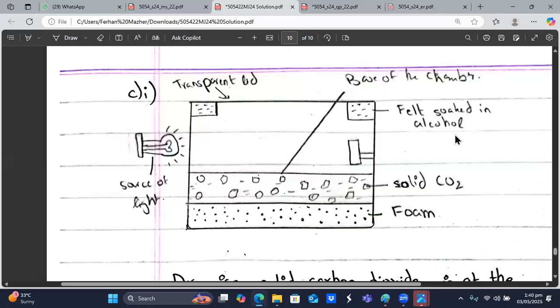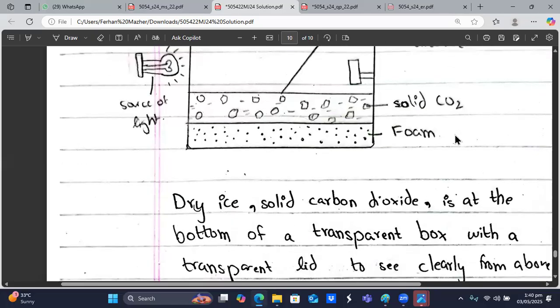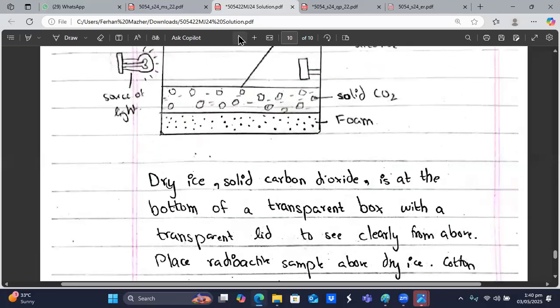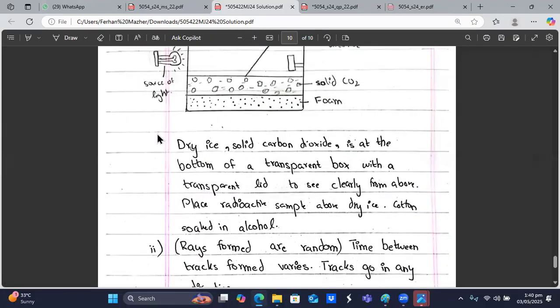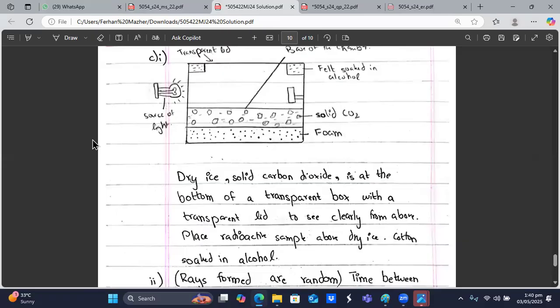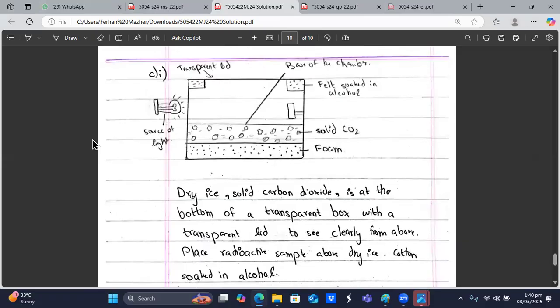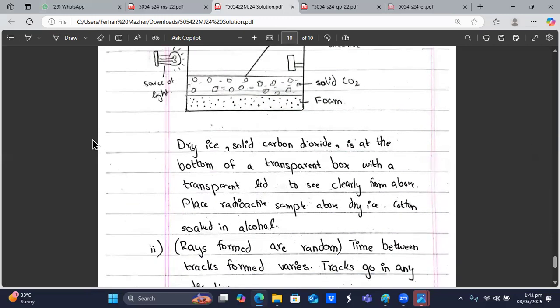So this is what I have to say, and let me read the answer which my student has written, so we can have an idea how the student writes. Okay, dry ice, solid carbon dioxide is at the bottom of a transparent box with a transparent lid to see clearly from above. Place radioactive sample above the dry ice, cotton soaked in alcohol.